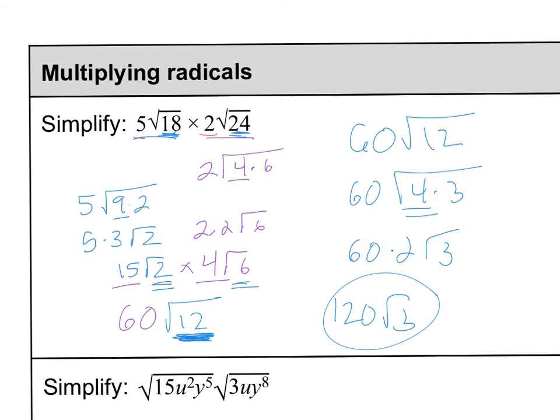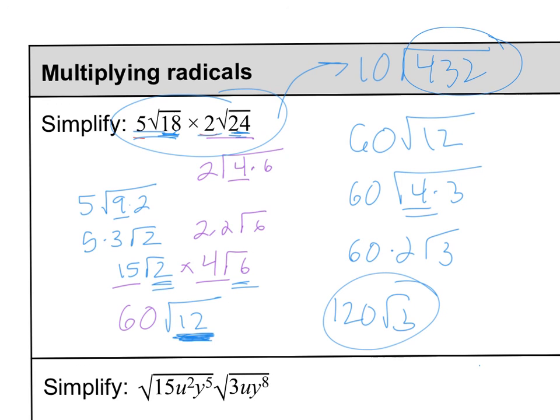I will say you could get the same exact answer by taking this from the very start, going 5 times 2 is 10, 18 times 24 I think is 432, and then try and break this 432 down. It can't be 432. Yeah, it is 432. But that's just a lot harder to look at this and see what the perfect squares are that go into 432, which is why we're going to do it more at the beginning and then once again at the end, as opposed to all at once.